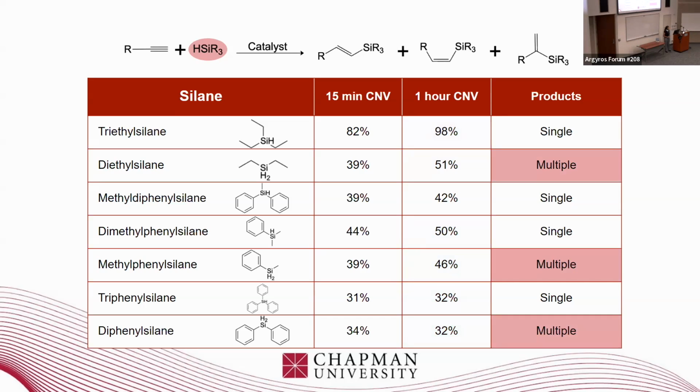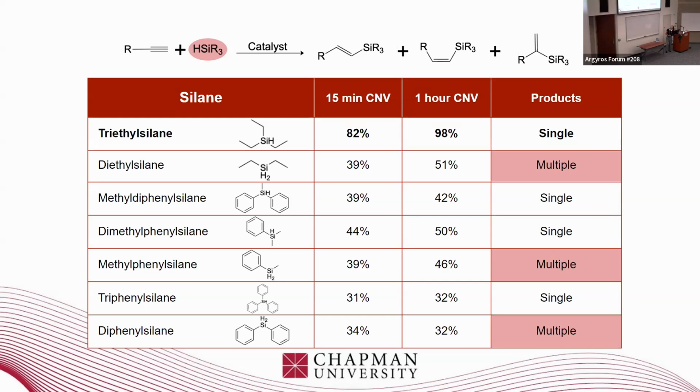And secondary silanes also formed multiple products. And we would not like multiple products because it makes our spectra very complicated. And so we would like a single product spectra. So we went ultimately with the high conversion rate, single product triethylsilane, which was expected because it had a 98% conversion rate.